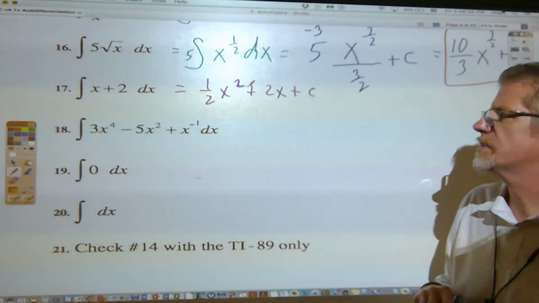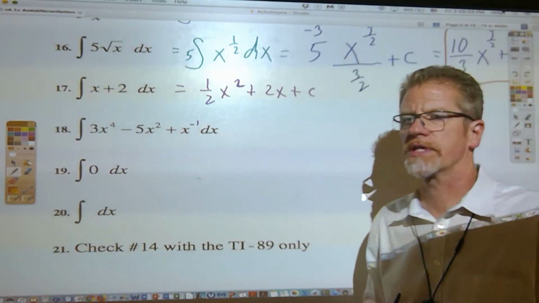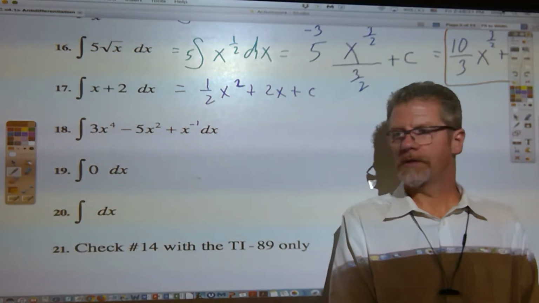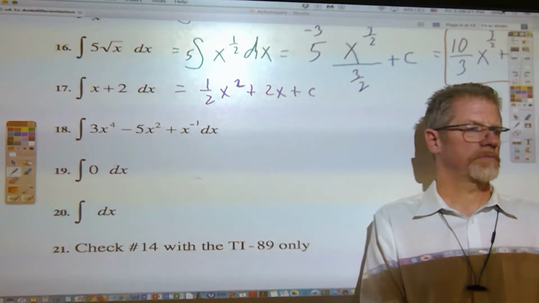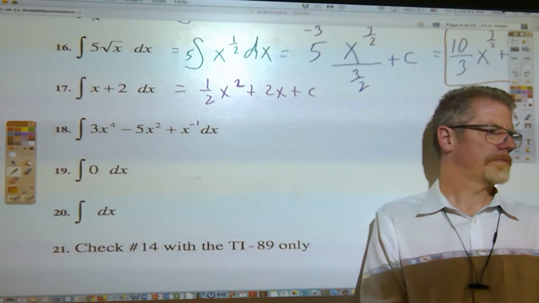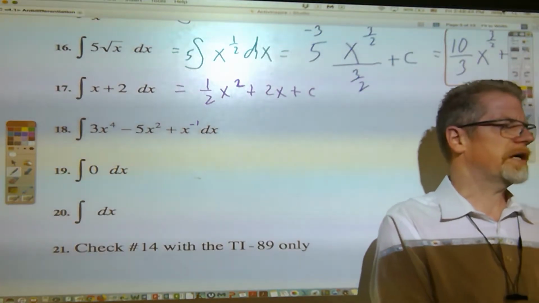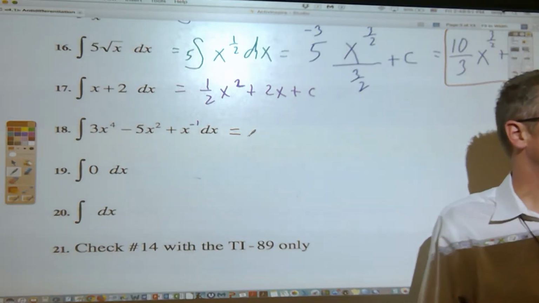Who thinks they've got the answer to number 18? You say it, I'll write it down. Whether it's correct or not, it'll be kind of fun. Who's got number 18? All right, Will, go ahead and tell me what you have so far. Actually, no, I'm still writing it down right now.